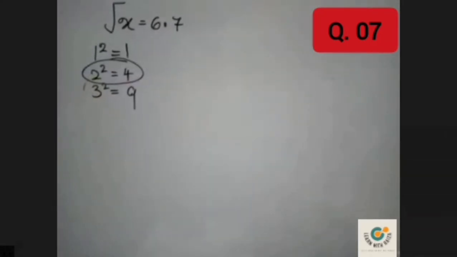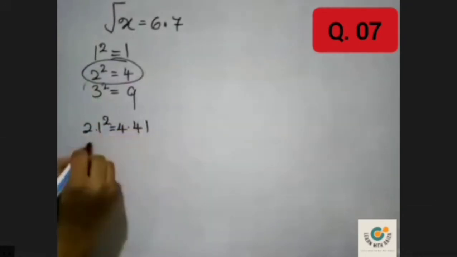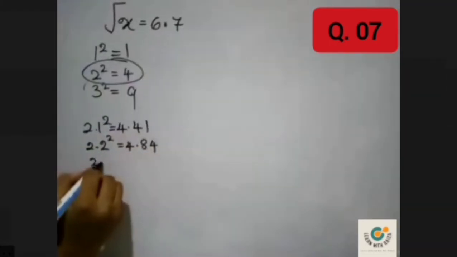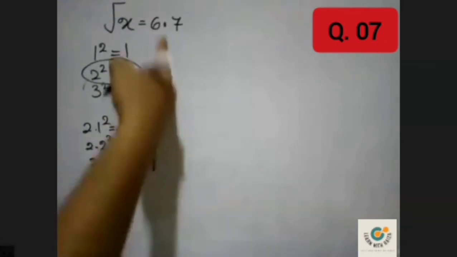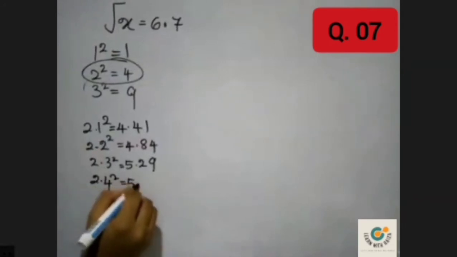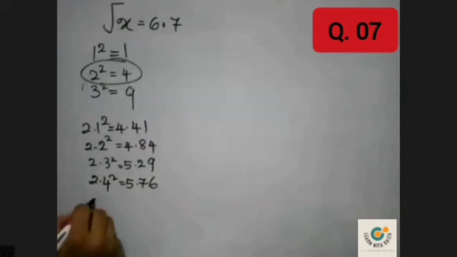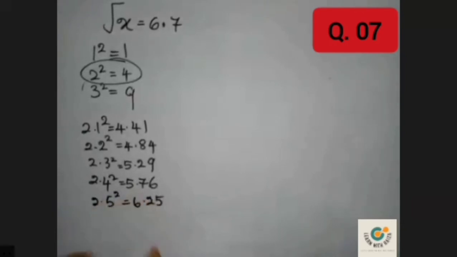We are going to find each pair like 2.1 into 2.1, 2.2 into 2.2, likewise. So let me start from 2.1 squared, you are getting 4.41. 2.2 squared, you are getting 4.84. 2.3 squared, 5.29. Now, still we didn't reach 6.7, closer to 6.7. 2.4 squared equals 5.76. Next is 2.5 squared, that is equal to 6.25. Right, we have reached somewhere.